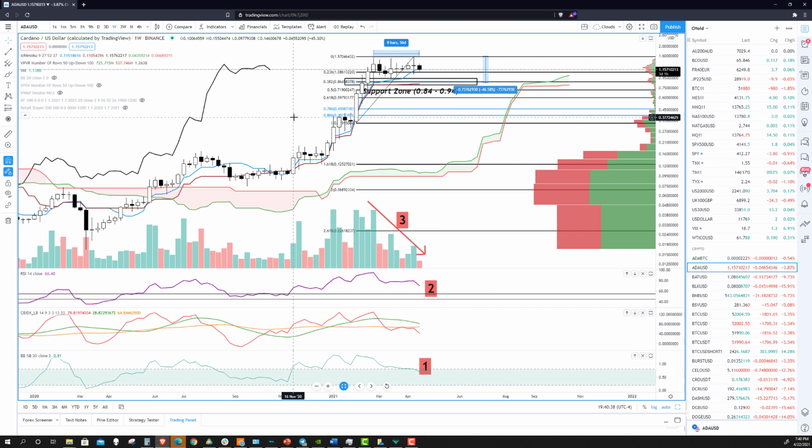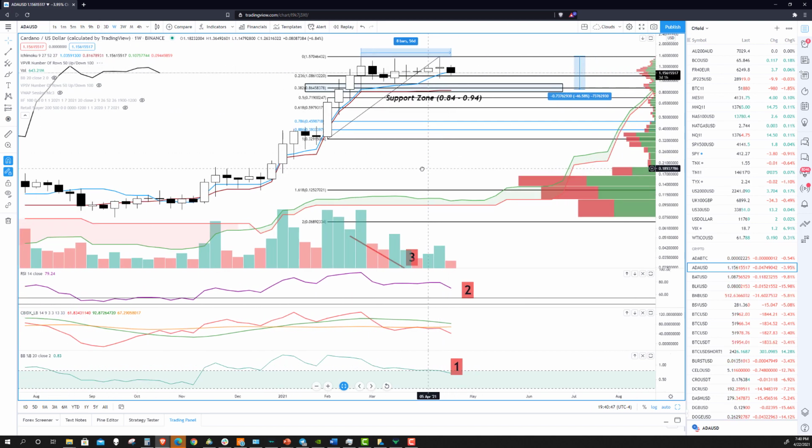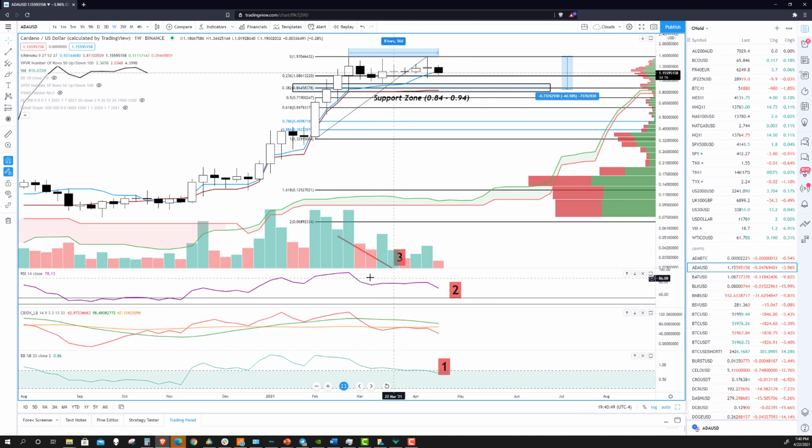Taking a look here at Cardano. Remember yesterday's video? I talked about some of the inherent weaknesses that exist on the weekly chart for Cardano. With the price action of yesterday and today, we're seeing that play out. We're really seeing the slope of the current weekly oscillators continues to drop.